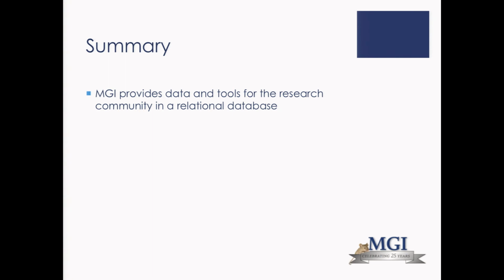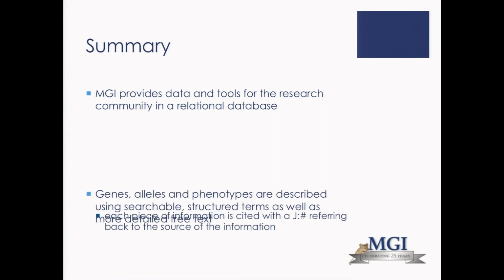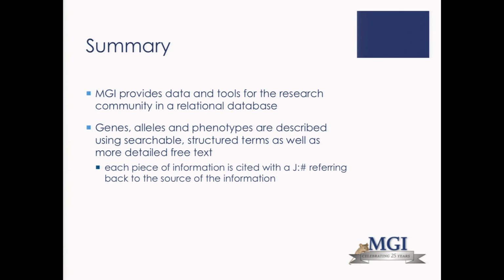So in summary, MGI provides data and tools for the research community in a relational database. Genes, alleles, and phenotypes are described using searchable structured terms as well as more detailed free text. And each piece of information is cited with a J number, which will refer you back to the source of the information.